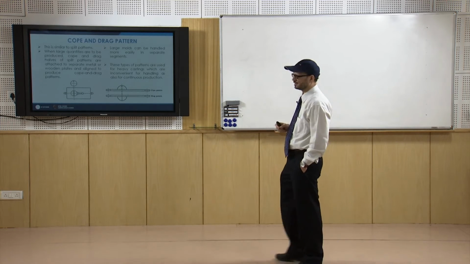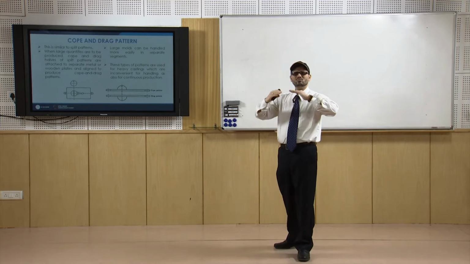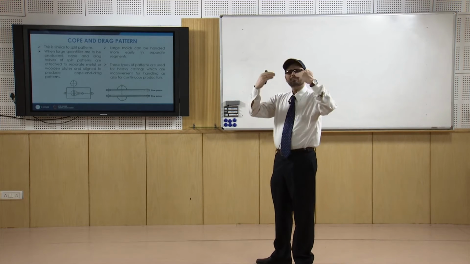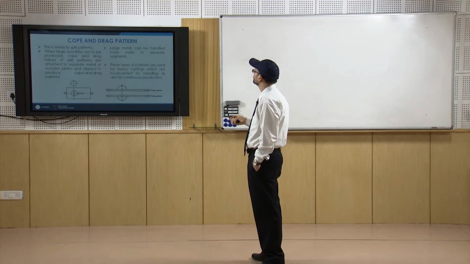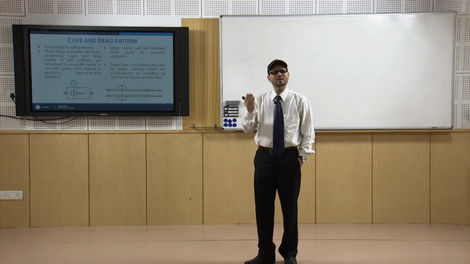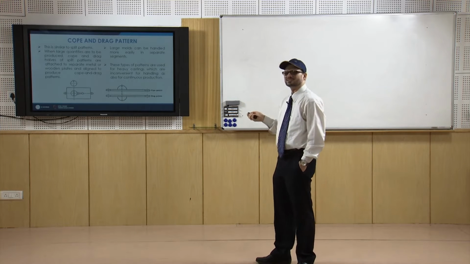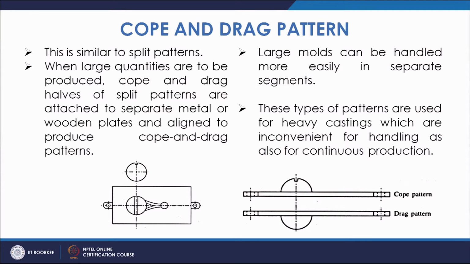Cope and drag pattern. This is suitable when you are going for mass production of castings. When large quantities are to be produced, you are going to do this. Another specific property of this type of pattern is that there are two parts, one is the cope part, another is the drag part, and this is normally for heavier castings where you may have a problem in handling them.